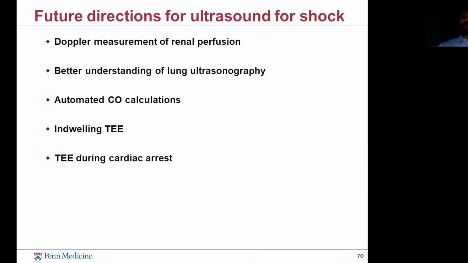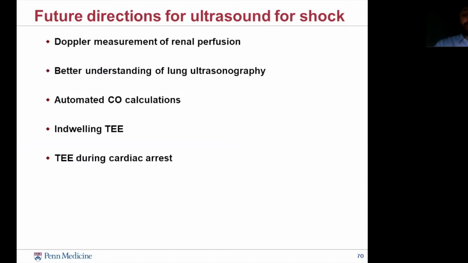There's a lot of things that are coming down the pipeline, things that are very exciting. For instance, Doppler measurement of renal perfusion as a way to determine whether you're adequately perfusing the kidneys. A better understanding of the performance of lung ultrasound. Some studies of the FALLS protocol are ongoing. Several companies have developed machines that automate the cardiac output calculations to make it easier for a novice practitioner to assess cardiac output using spectral Doppler.